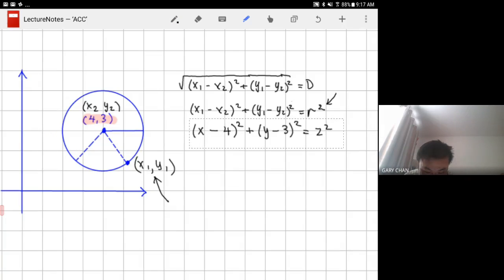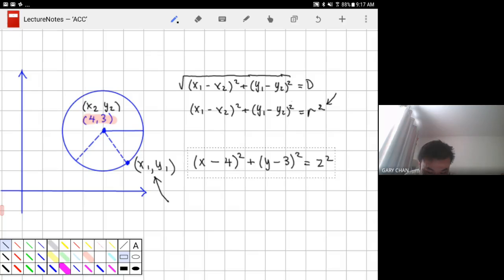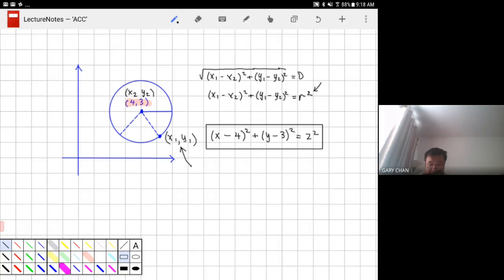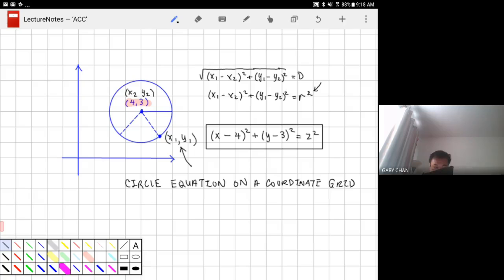Gentlemen, this right here is the equation for this circle. This is describing all the points that are on the circle here. So if I were to generalize, where I want to describe the equation for any circle, this is what I would do. The circle equation on a coordinate grid goes like this.